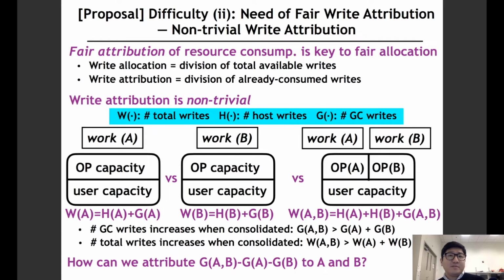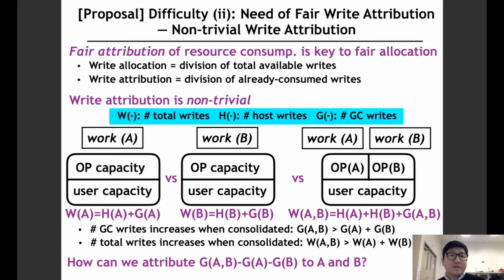Let us compare three different scenarios. In the first scenario, workload A is executed alone on a flash device. In the second scenario, workload B is executed alone. In both cases, each workload can have the entire OP capacity. The total number of consumed writes is the sum of the number of host writes and GC writes.